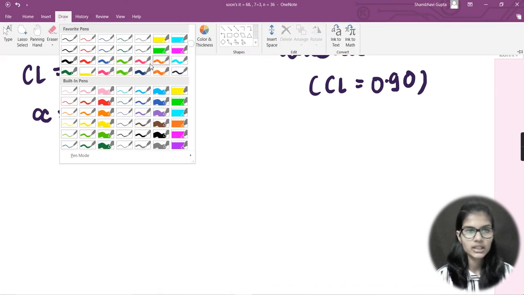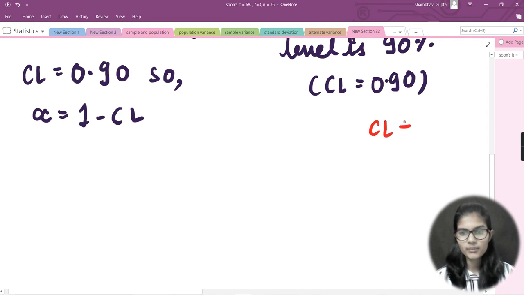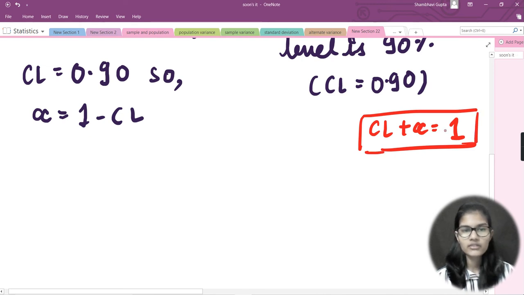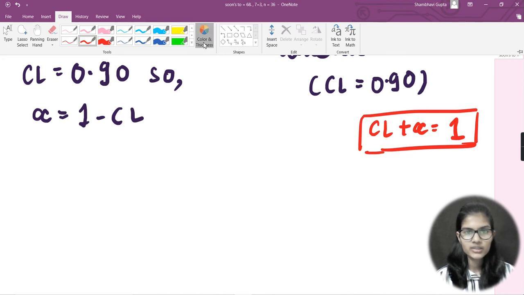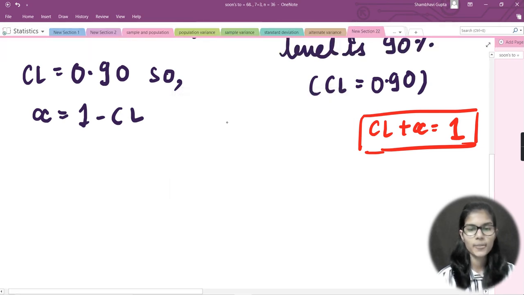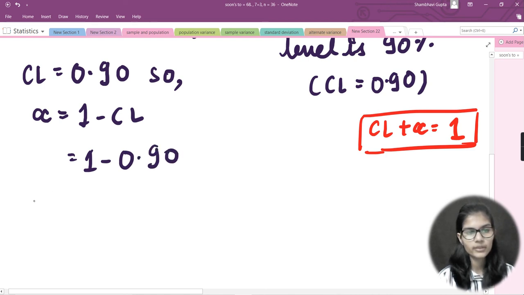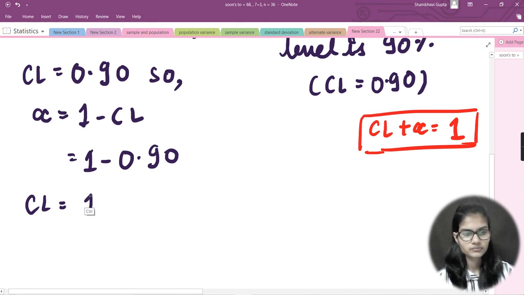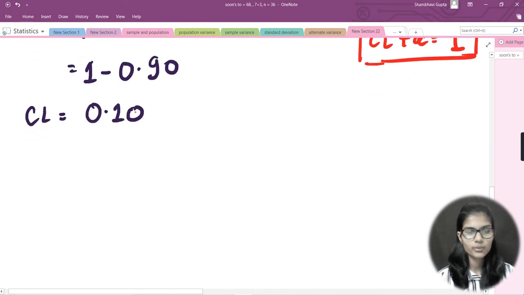Let me quickly write it in a different color. So it is CL plus alpha is equal to 1, right? This is the condition that we have. If I take CL to the other side, it becomes negative, so alpha is equal to 1 minus CL. That is what I wrote here. Now alpha is equal to 1 minus CL, so I can put in the values: 1 minus 0.90. From here, what value do I get? Alpha is equal to 0.10.